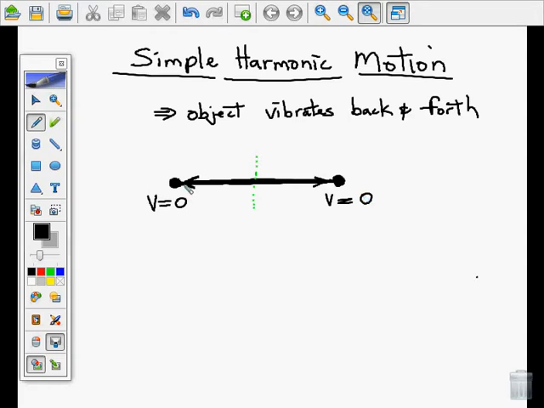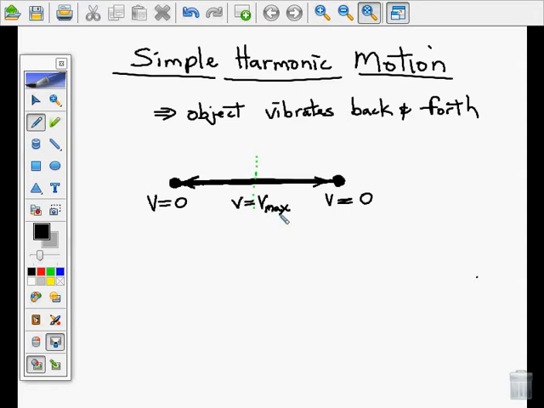So it's going faster, faster, faster, then slower, slower, slower, stop. So right in the middle here, the velocity is equal to V max, whatever that might be. The maximum velocity. Yes? So the velocity is the greatest in the middle.